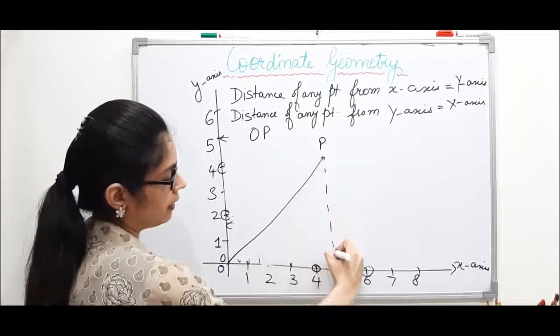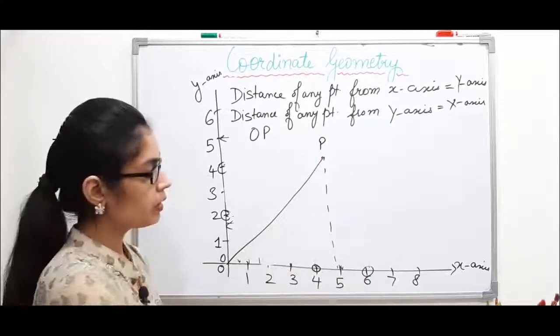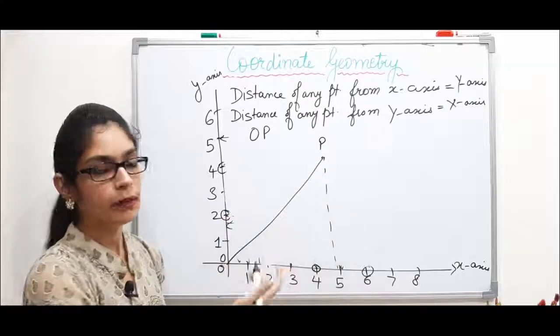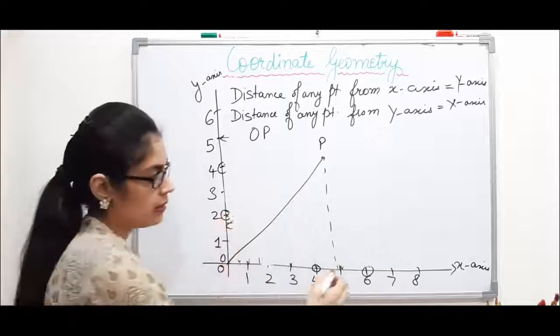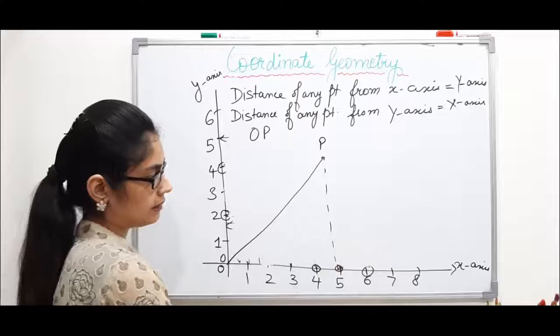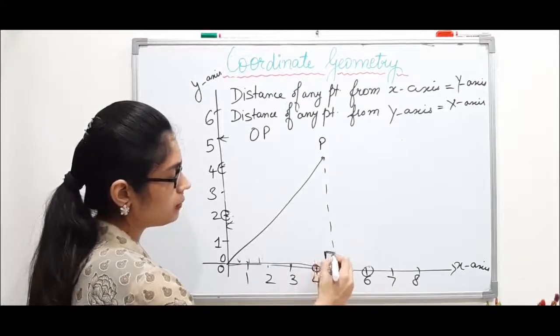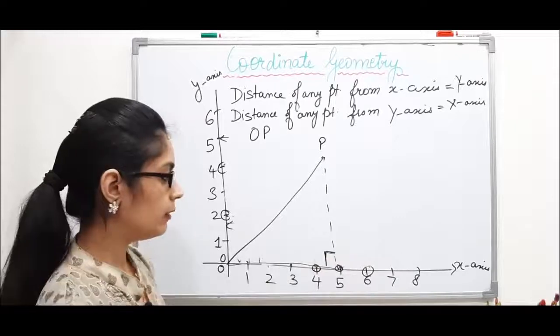Join this line. Vertical line you have to draw. This line is parallel to the y-axis, since vertical means parallel to y-axis, and this line will intersect or touch the x-axis. So now you can see a vertical line means this will be a right angle triangle.